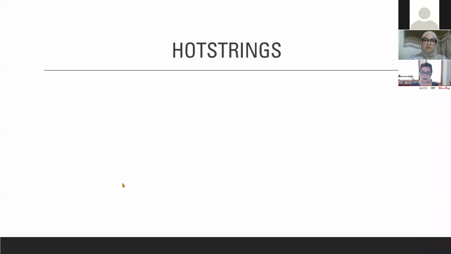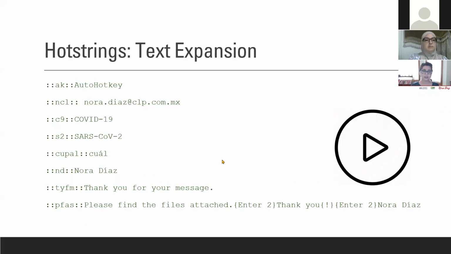First, we're going to talk about two things when it comes to AutoHotkey. We can create hot strings and we can also create hotkeys. We're going to start with hot strings. This is the official name, but hot strings are basically abbreviations that you can expand. So let's see how that works. I'm going to show you a video of the hot strings in use.